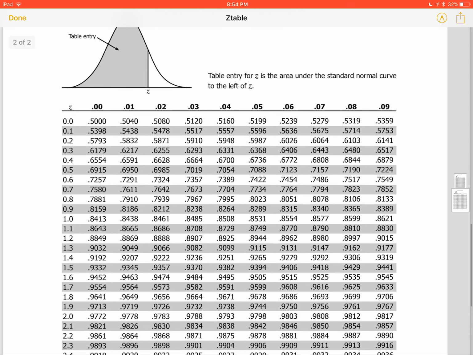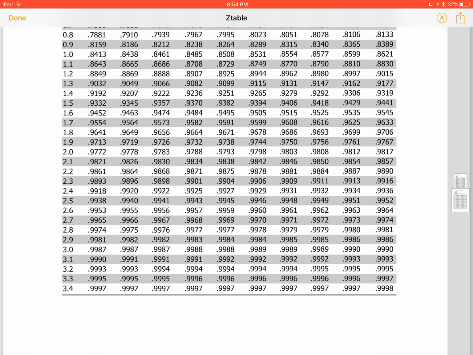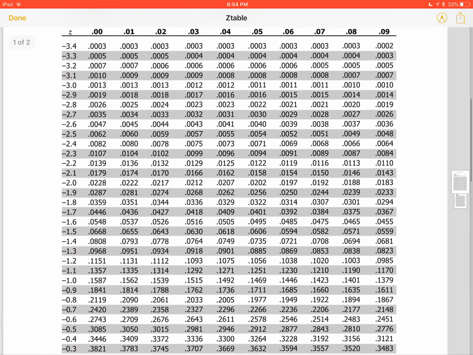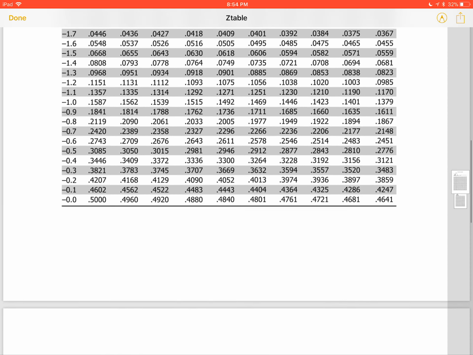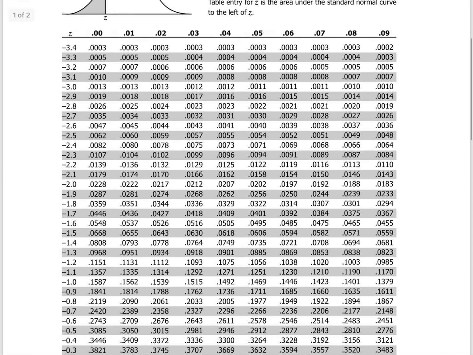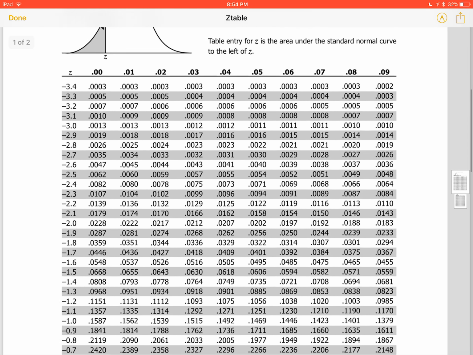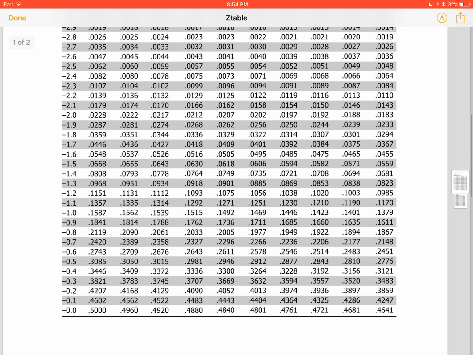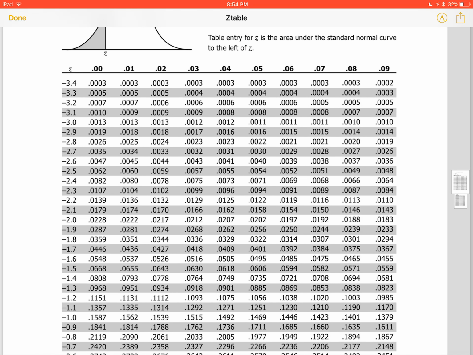And it goes all the way up to 3.49, which is 0.9998. And it shouldn't be surprising that if you were to add 0.0002 and 0.9998, it's going to add up to 1, hence giving our area of 1 underneath the curve. You'll notice that the z-scores on the left side go to the tenths, and then across the top you have the hundredths place, 0.00, 0.01, 0.02, all the way up to 0.09.